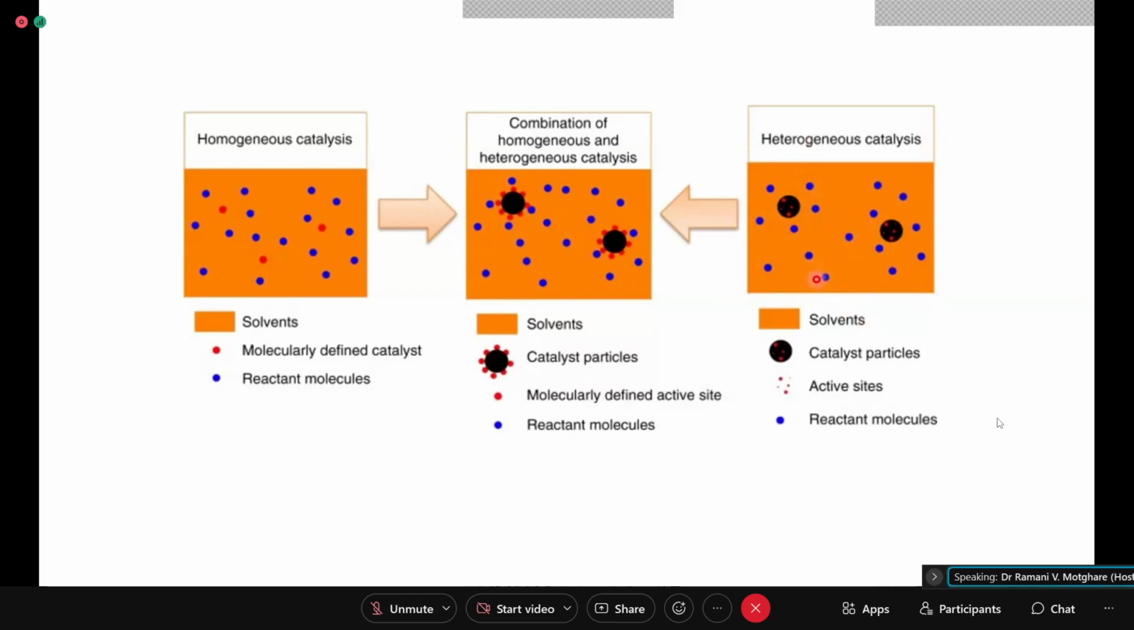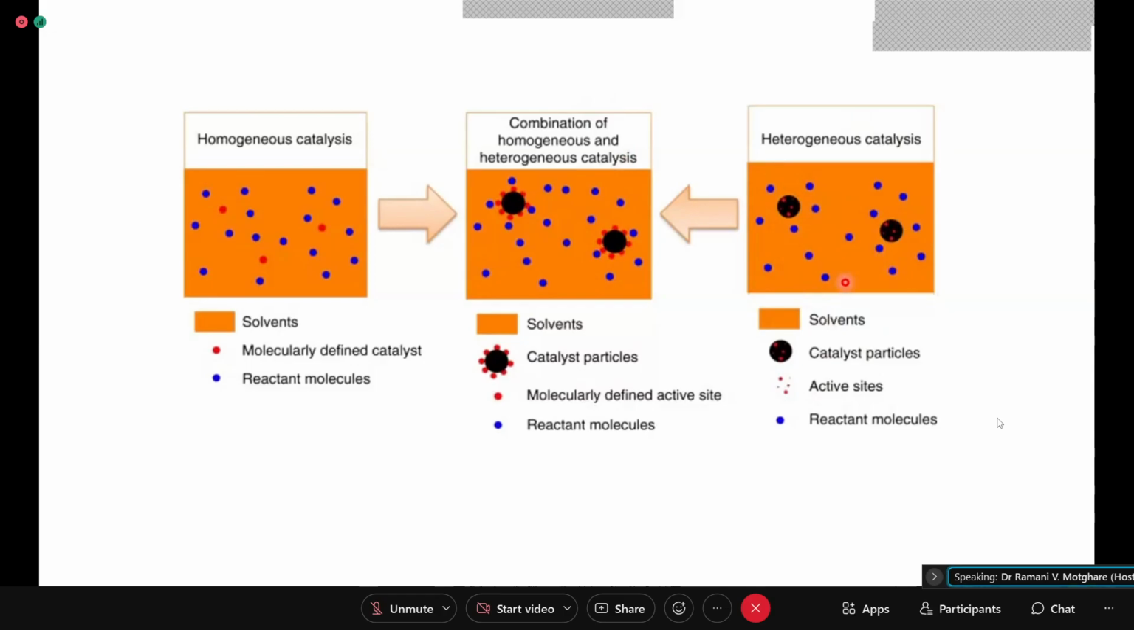In a heterogeneous catalyst, you have a catalyst particle which has the active sites over it, or there may be porosity in this catalyst and in the pores also the active sites may be there. So that is how heterogeneous catalysis works. This is the active site and these are the reactant molecules. You will find that these reactant molecules get adsorbed over this active site, so call it heterogeneous. So this is homogeneous and heterogeneous both together.